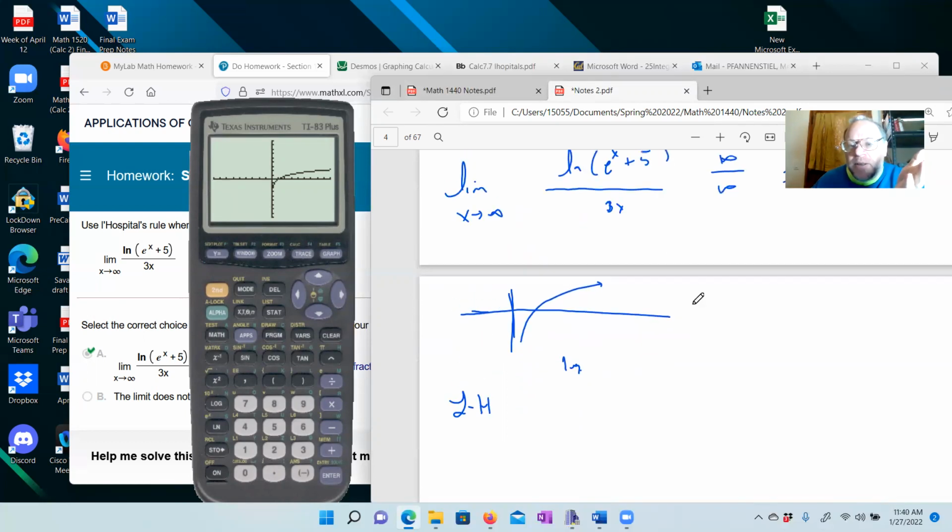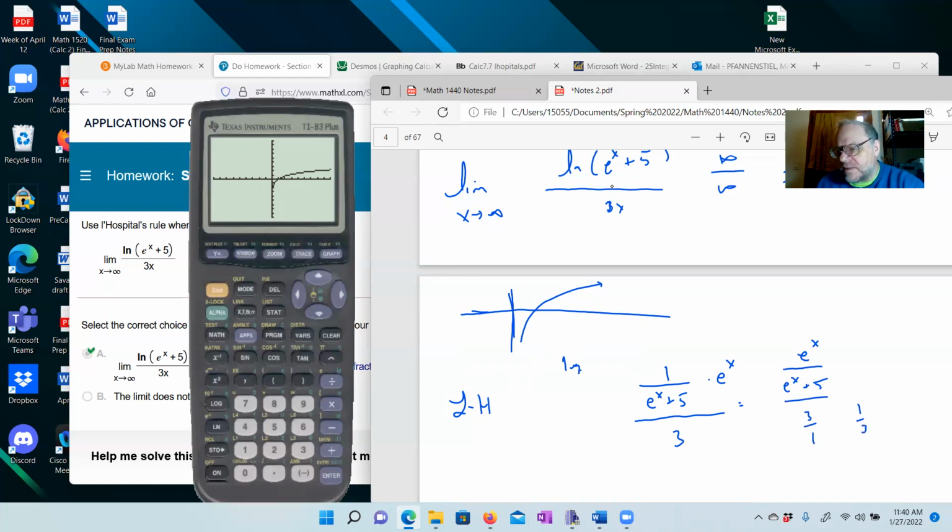Okay. So how do we take the derivative of the natural log function? Right? The derivative of natural log is 1 over whatever is in the natural log. So we get 1 over e to the x plus 5, but we have to multiply by the chain rule. So we need to take the derivative of e to the x plus 5, and that's just e to the x. Okay, divided by 3, because the derivative of 3x is just 3. Okay, so we've got a mess now. We've got e to the x over e to the x plus 5 divided by 3. I'm going to do that because I only want one fraction.